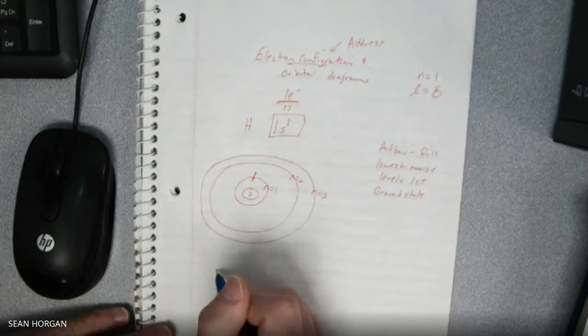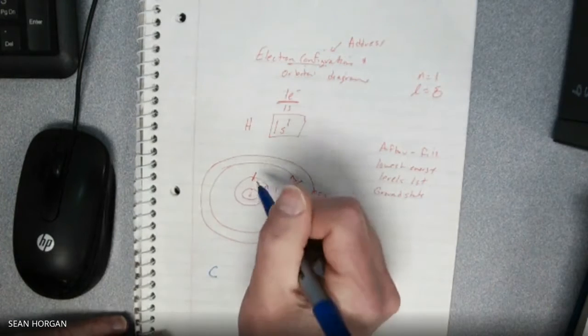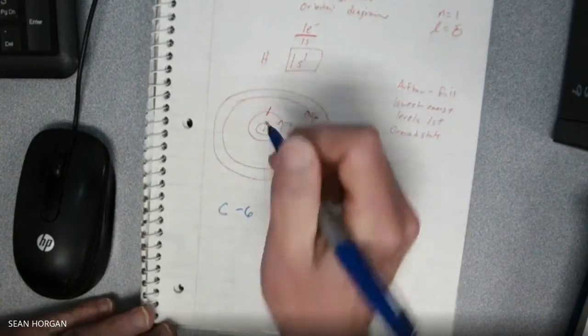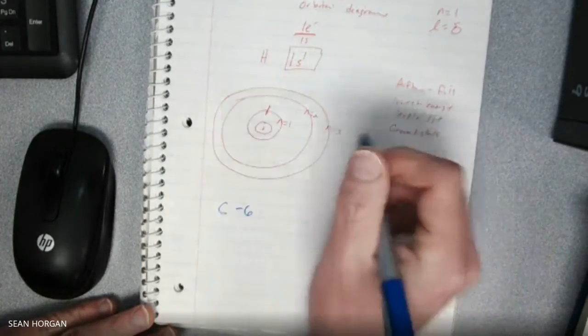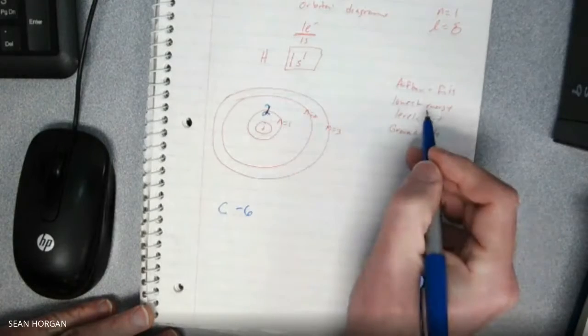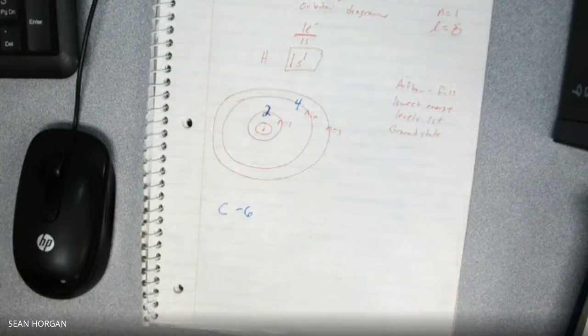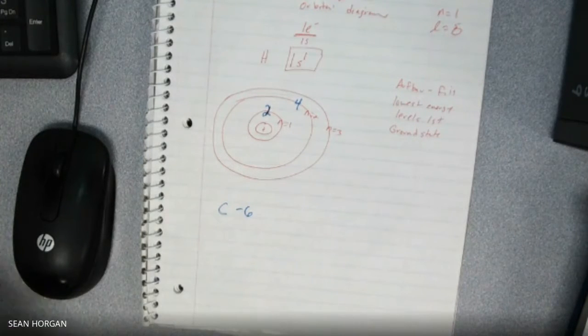Carbon. Okay, so carbon has 6 electrons. We're going to fill the bottom ones first. That's the lowest bucket, that's Aufbau. So we put 2 on the inside. We put 4 on this next level. So that's 6 total, filled from the bottom up. We've got to fill the middle one first and go from there.